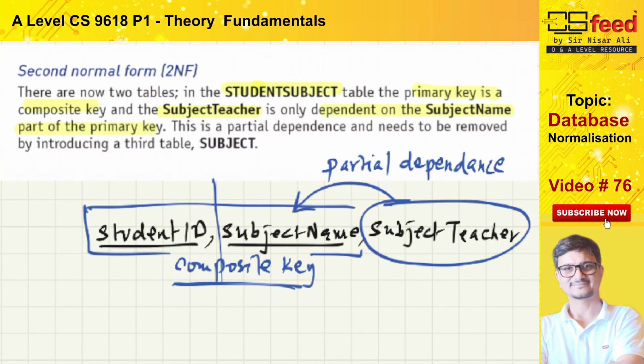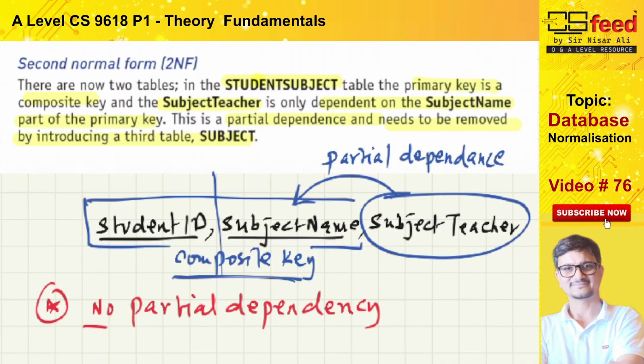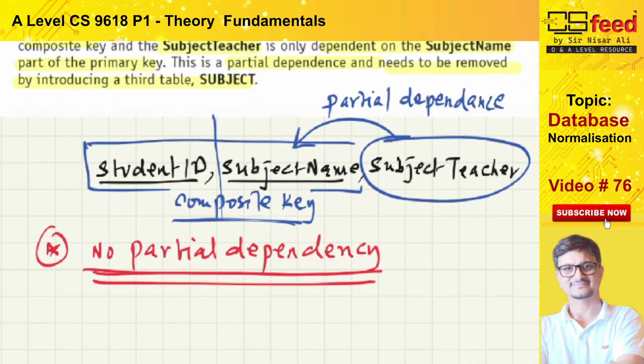So the 2NF says that this partial dependence needs to be removed by introducing a third table called subject. 2NF says that there must be no partial dependency. All right, this is important. No partial dependency. This is what the 2NF says.